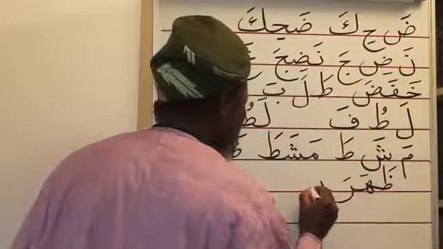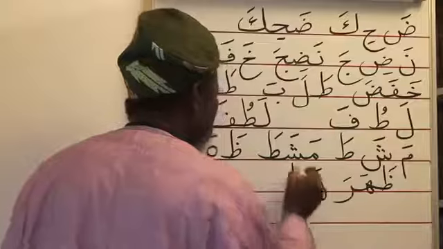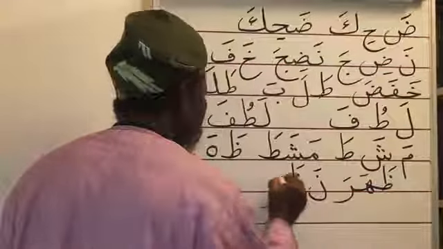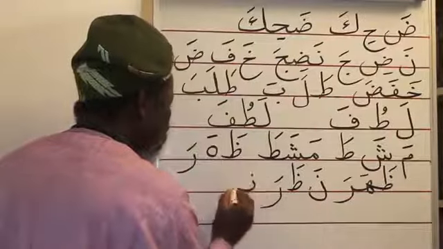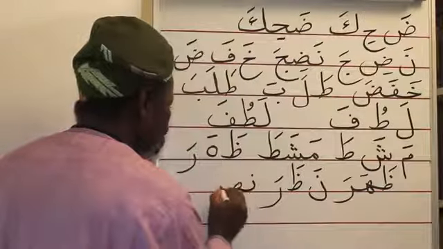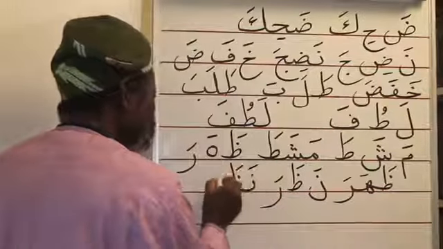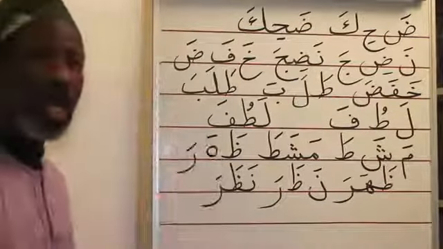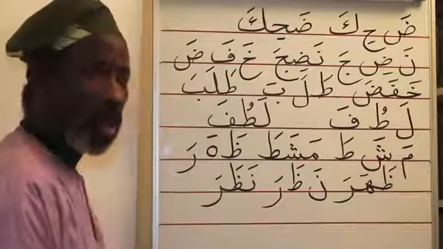Dho in the middle, nadhara. Na, dha, ra. Nadhara. Joined. Na, dha, ra. Nadhara.